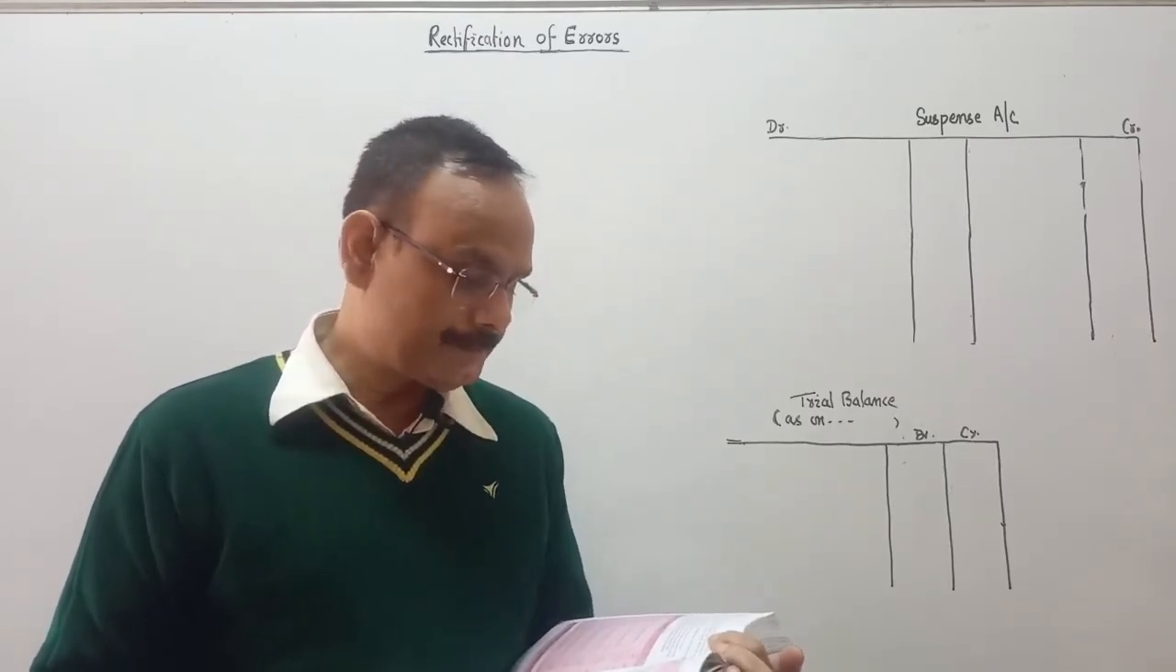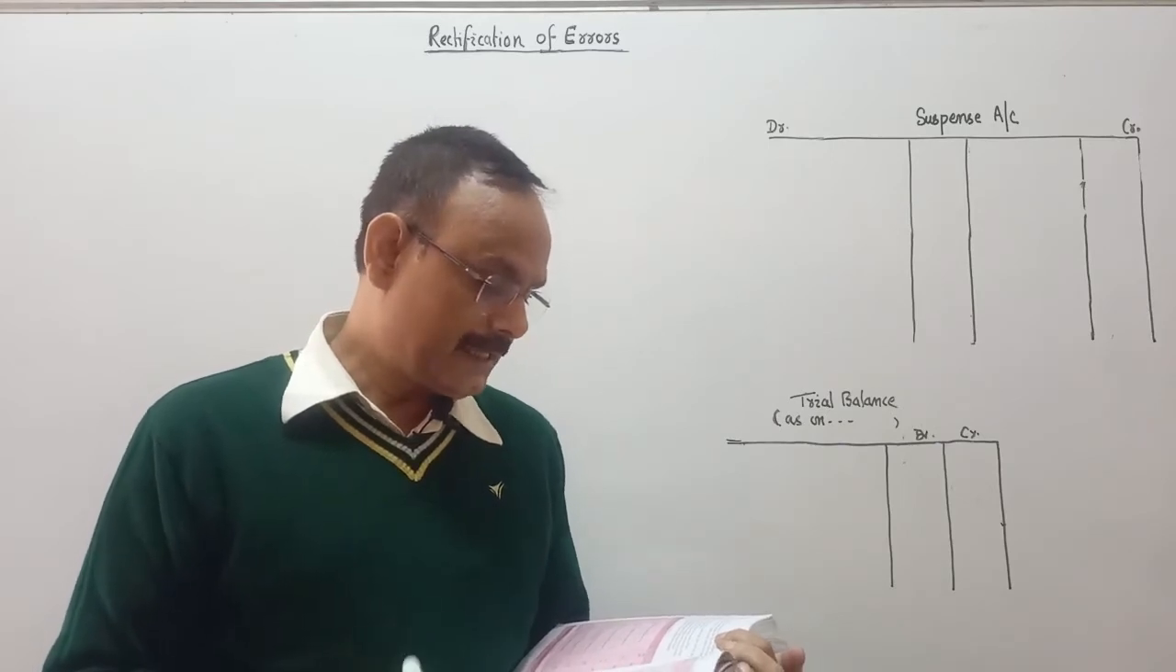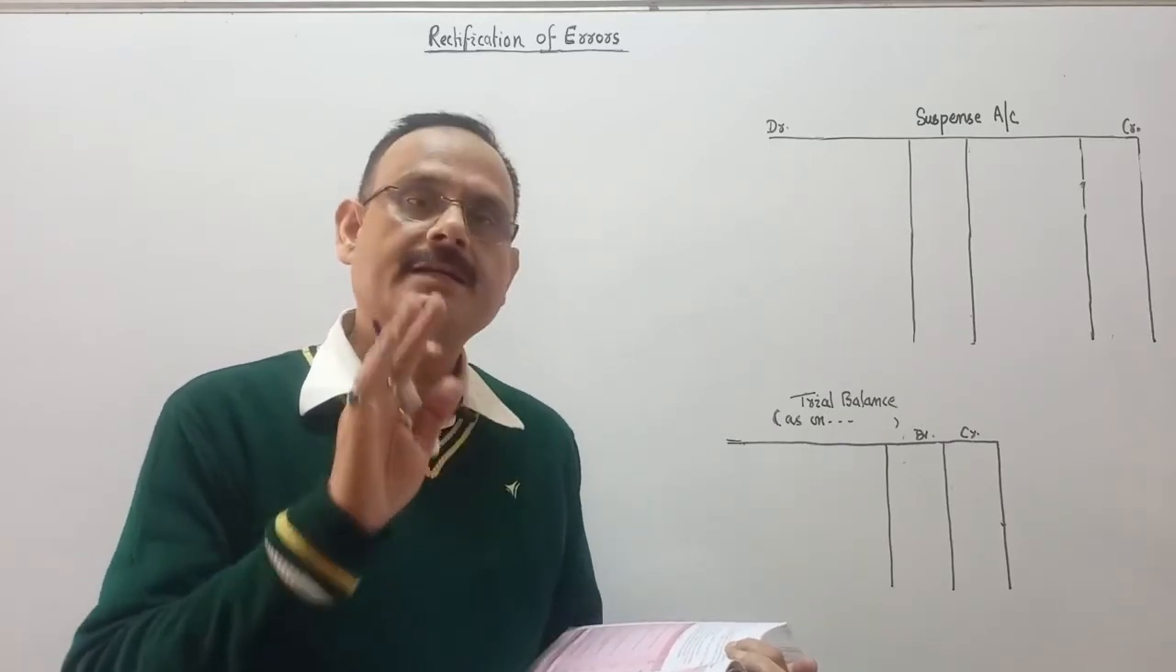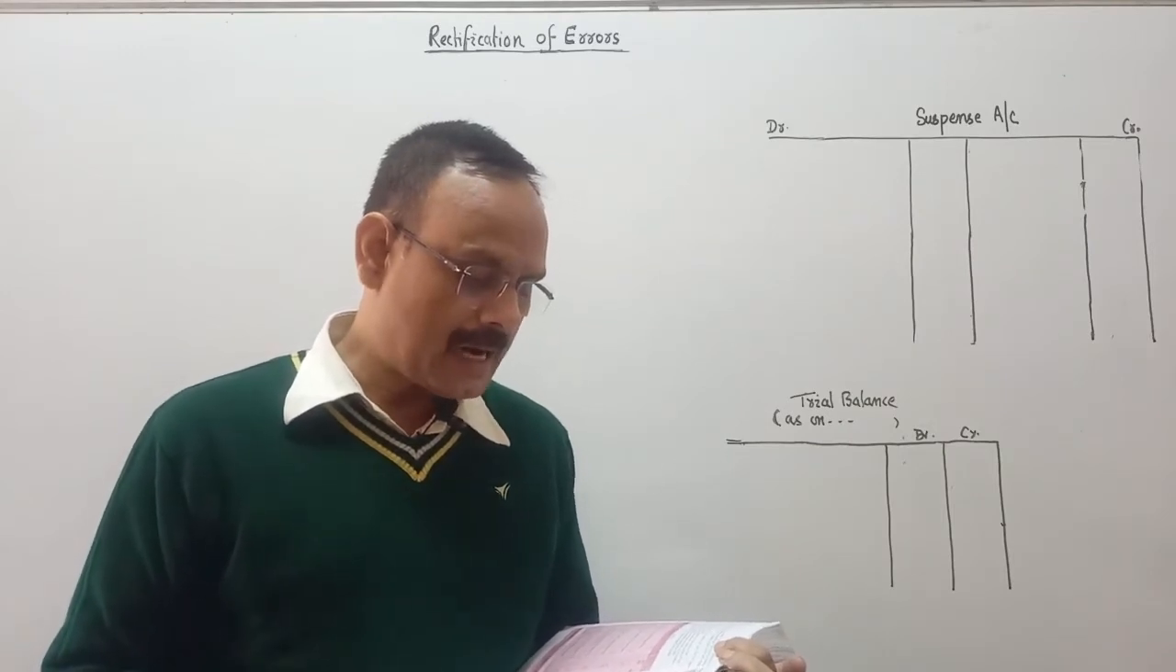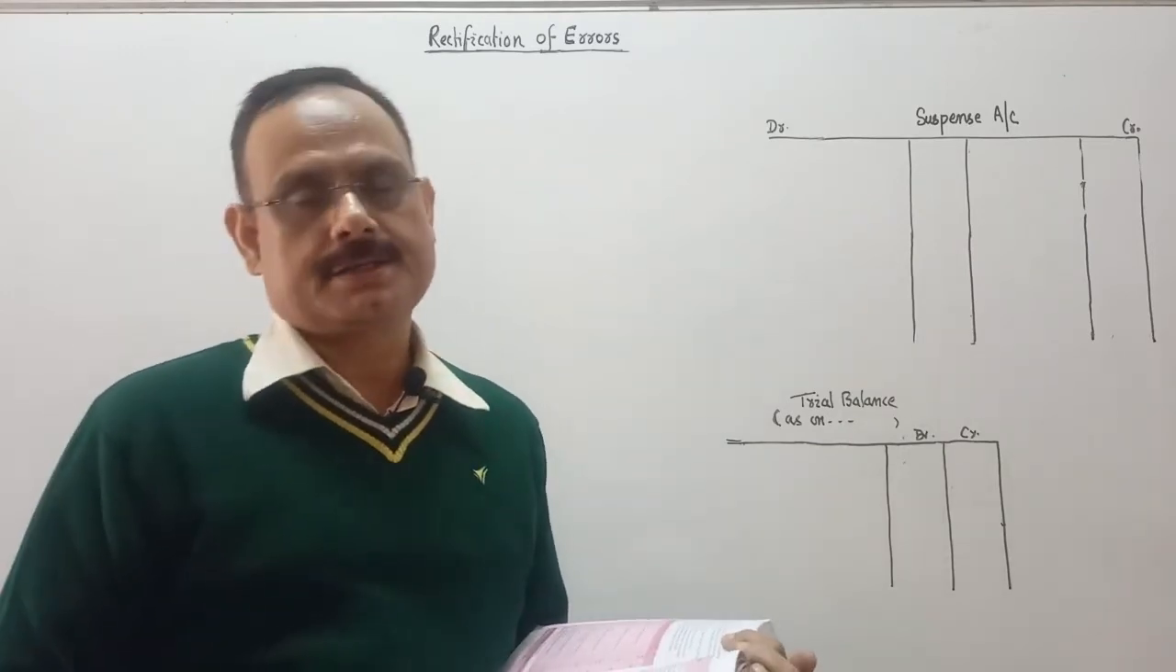Now coming to the errors. There are 8 errors in the books. The first one is: salary for the month of March was posted twice.